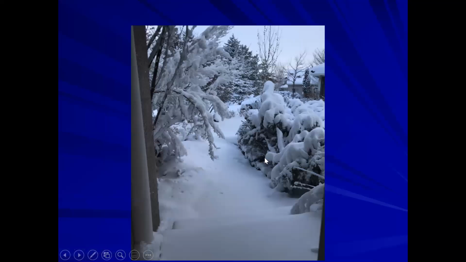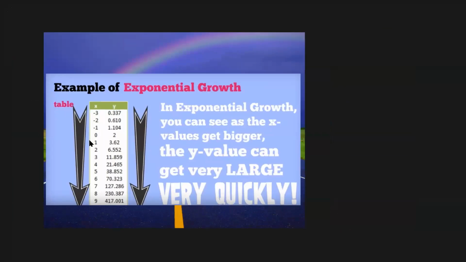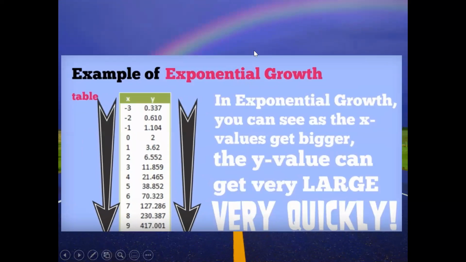Today we're going to talk about growth and decay, so just keep that in mind. Some examples of exponential growth is something that grows really, really fast. If you look at the x value right here, the x value is just going by increments of 1. But if you look at the y value, it starts kind of small, in decimals, but then exponentially goes up in hundreds. So in exponential growth, you can see that the x value gets bigger and the y value can get very, very large quickly.